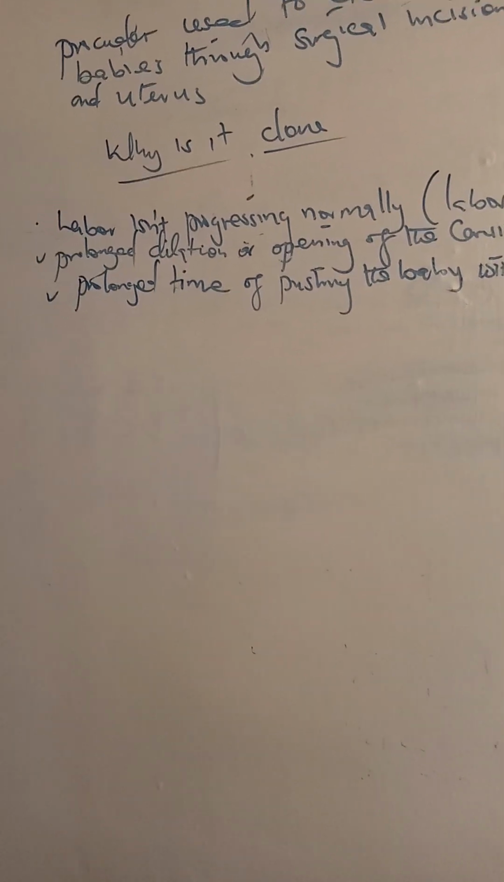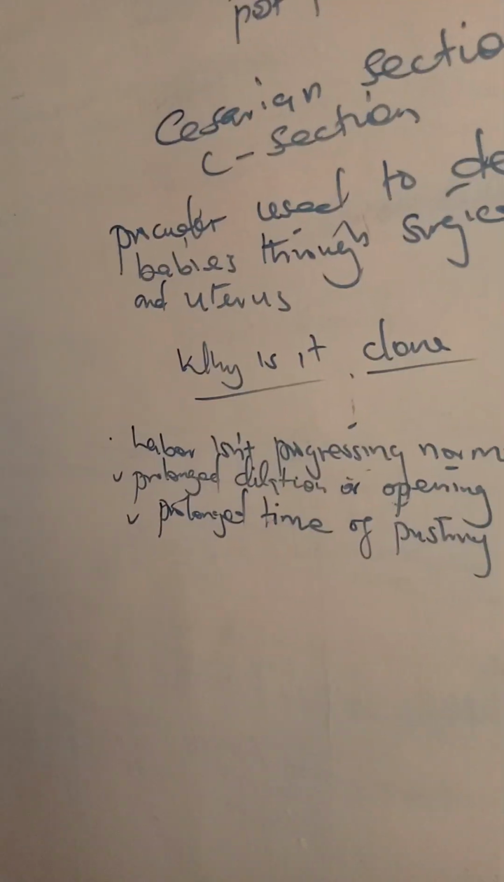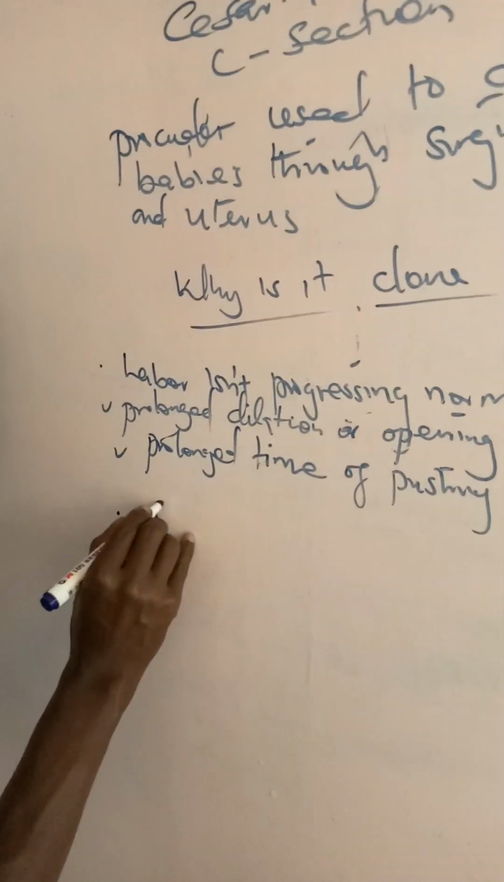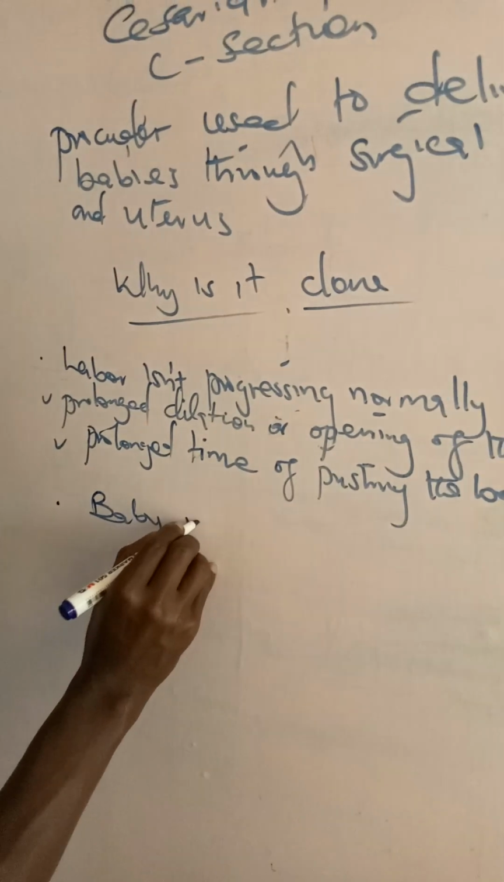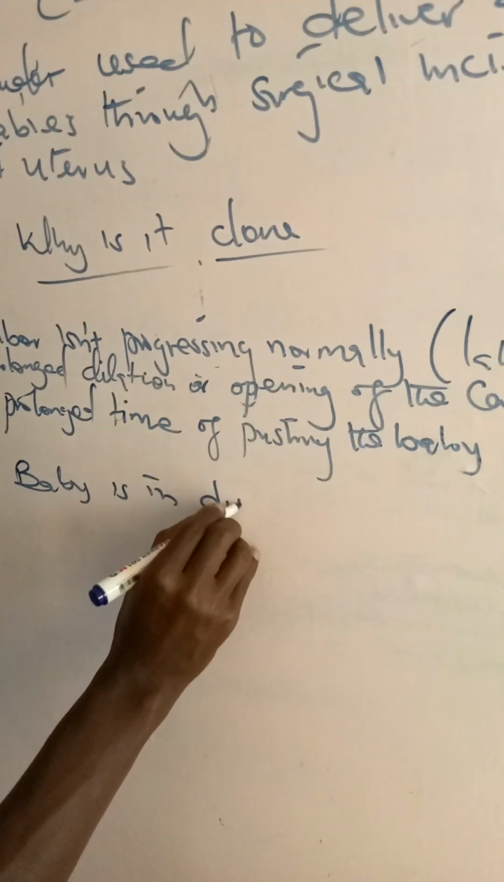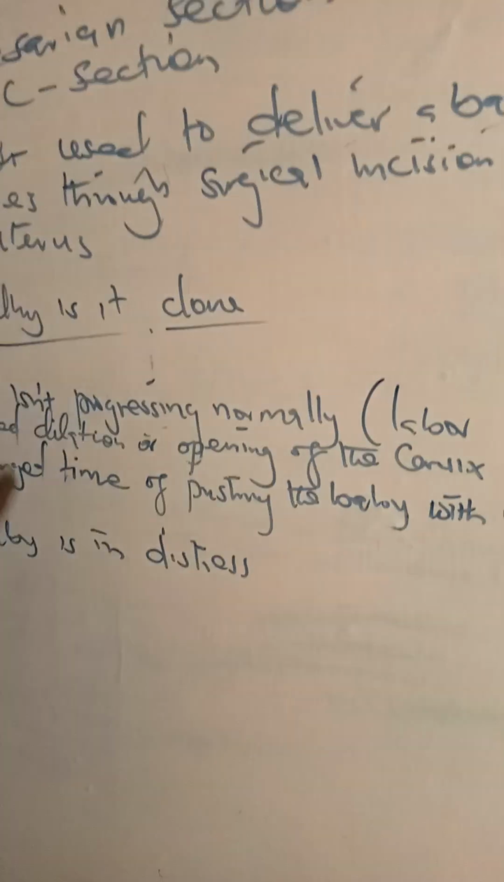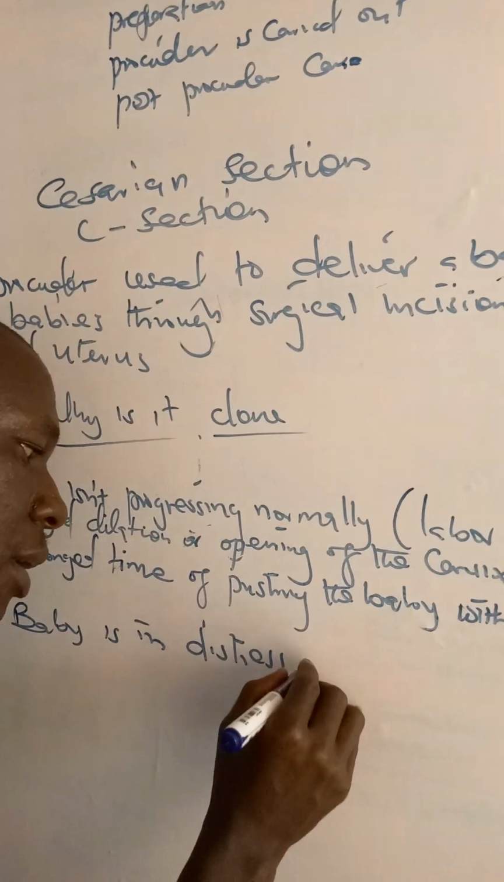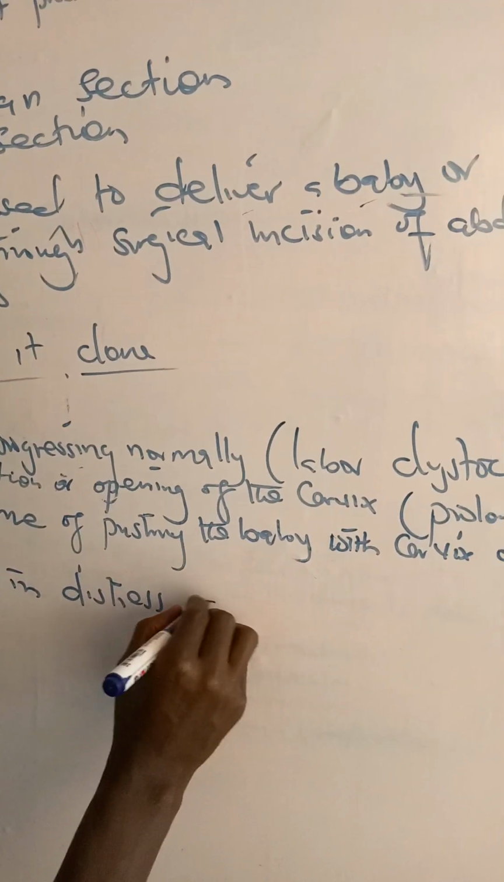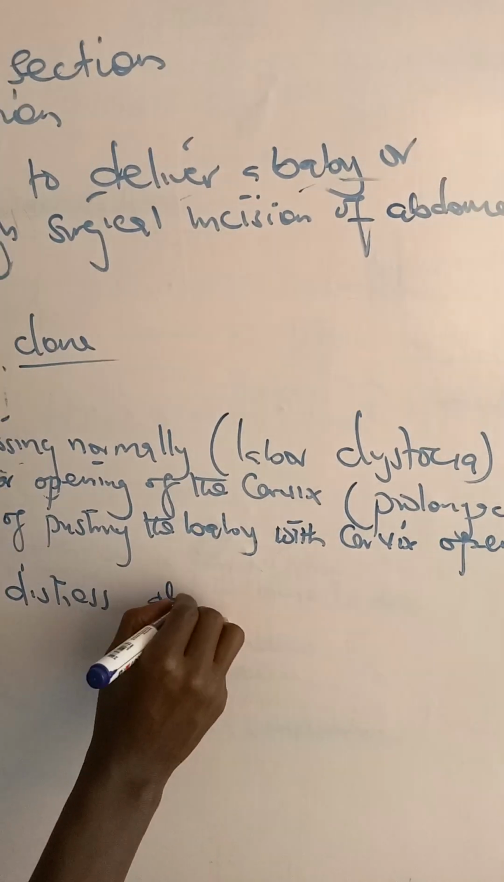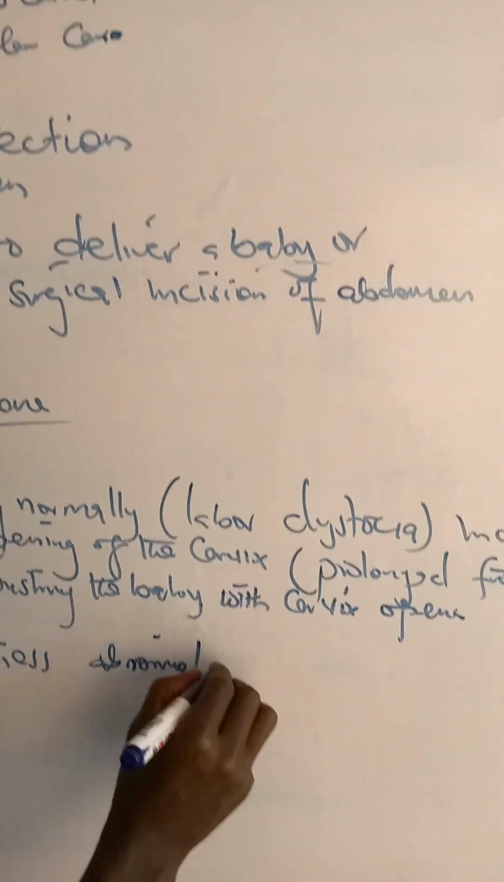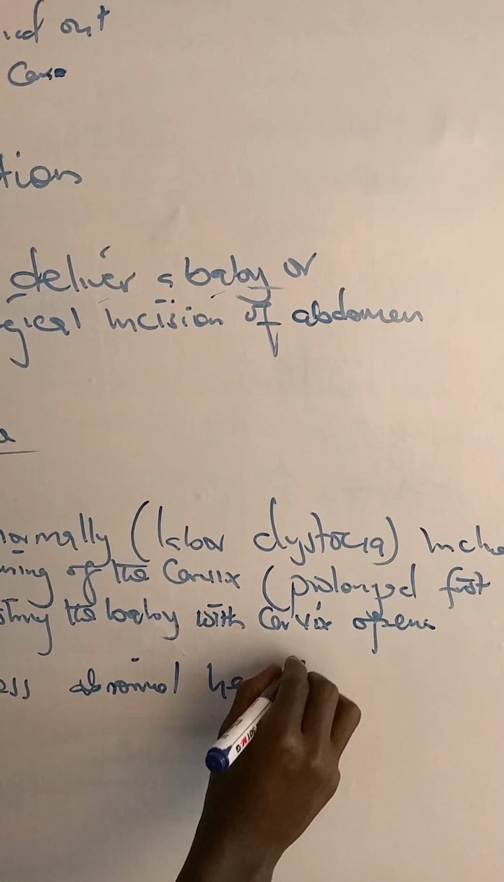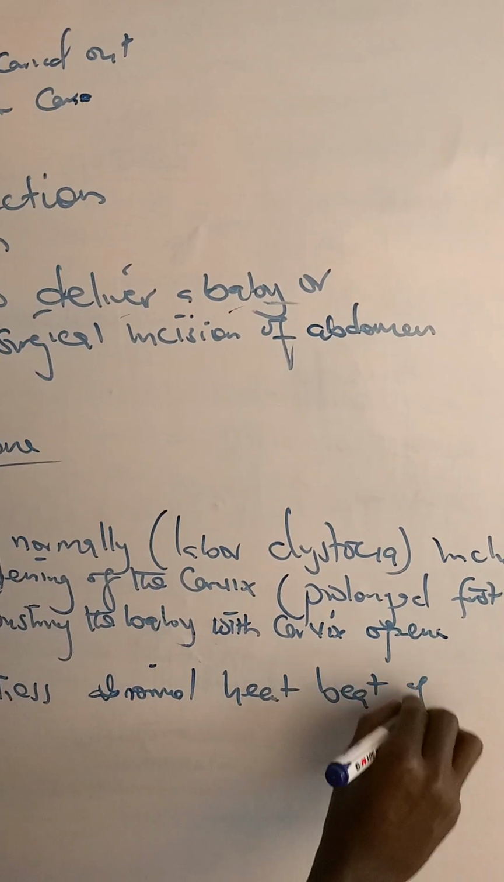Another condition that calls for a C-section is when the baby is in distress, like the heartbeat of the baby is not normal, an abnormal heartbeat of the baby.